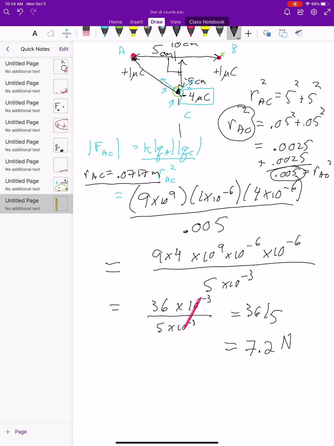newtons. It's a pretty strong force, 7.2 newtons, because these charges are pretty close together. All right, so that is the size of the force. All I found was the size of the left-hand arrow in my original drawing up top. Well, what's nice is because the problem's symmetric, the same thing is going to be true for FBC. You could go through the same calculation. I'll do it partly, but you'll see it's going to be the same thing.